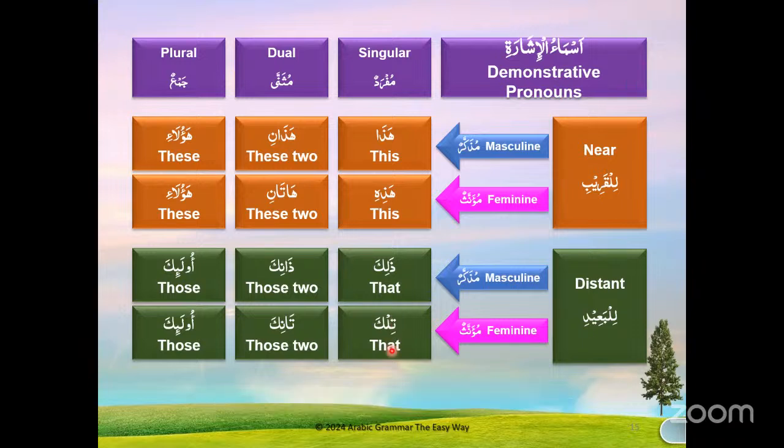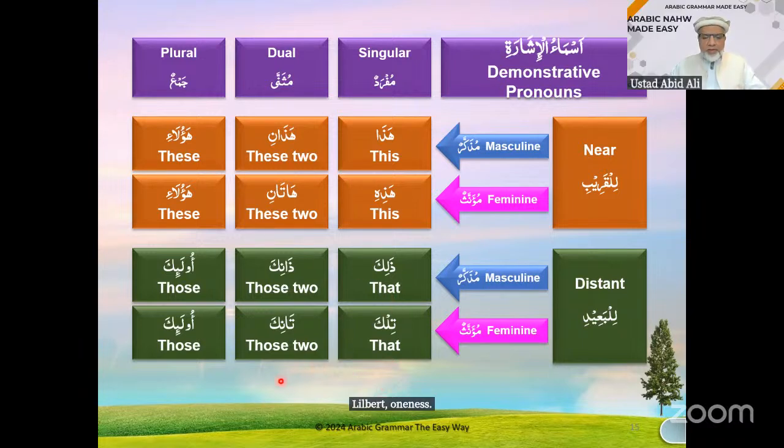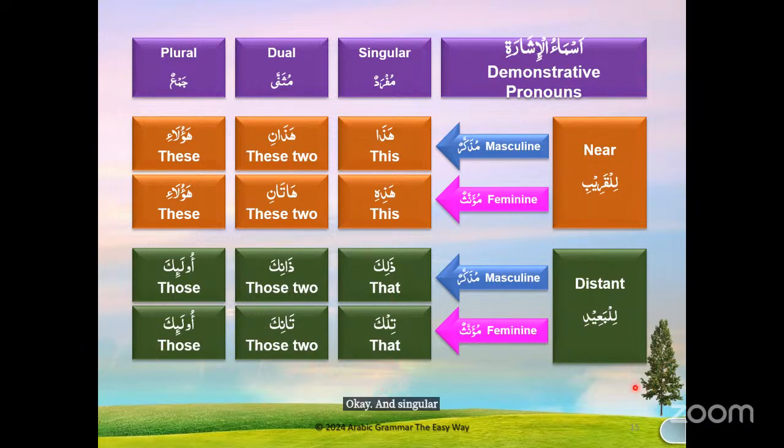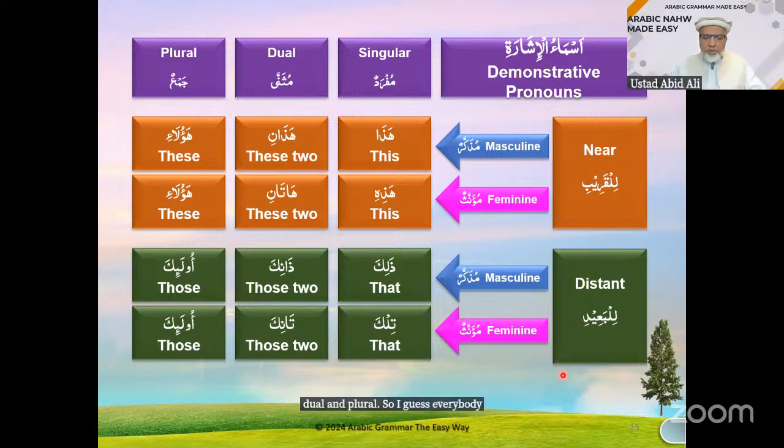Yes, Assalamu alaikum. Tilka, tanika, ulaika, ism ishara lil ba'id muannath. Okay, and singular, dual, and plural. Inshallah, jazakallah khair. So I guess everybody else follows now. Should we continue with the next slide again?